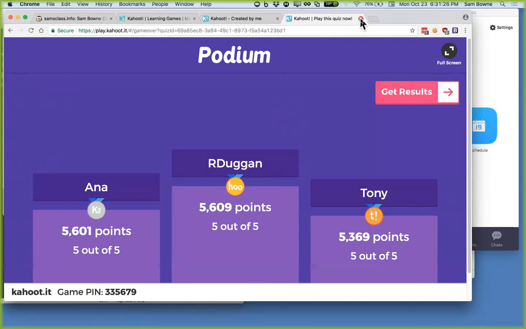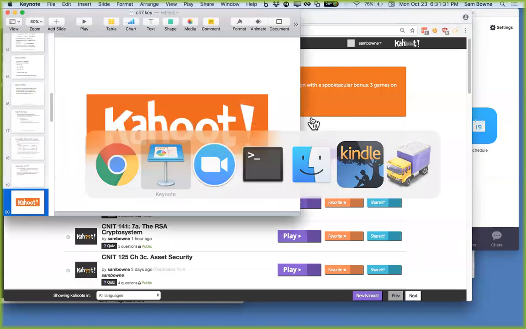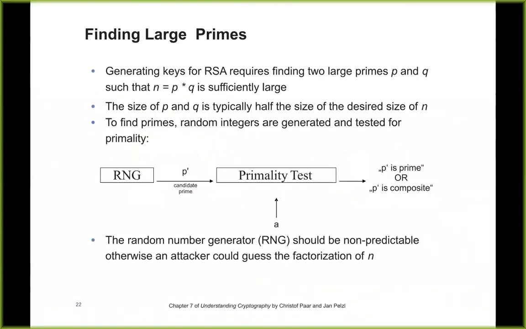All right, so let's see, back to here. All right, so finding large primes turns out to be kind of insane.